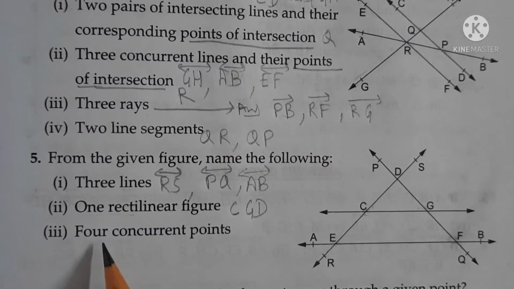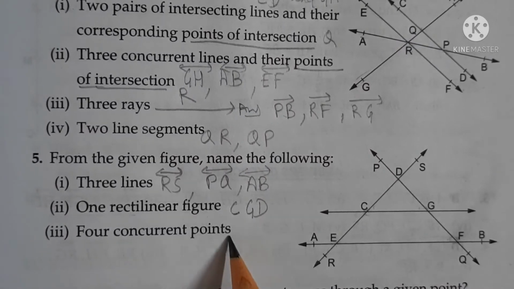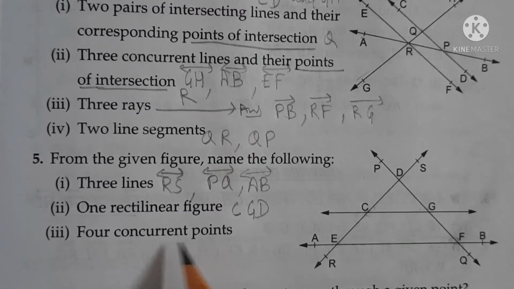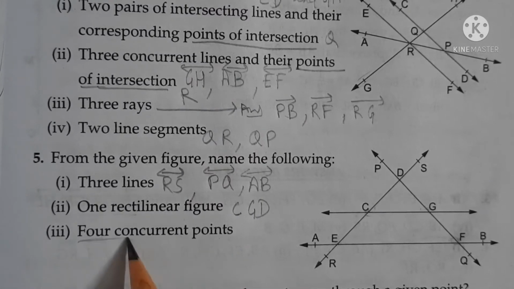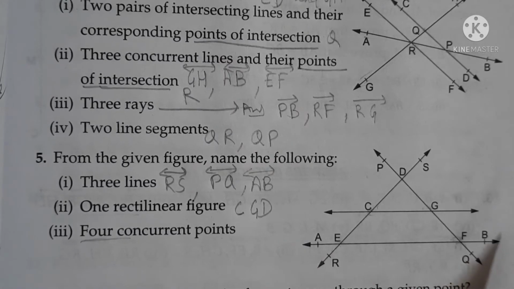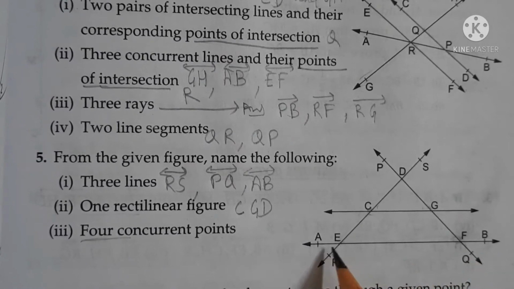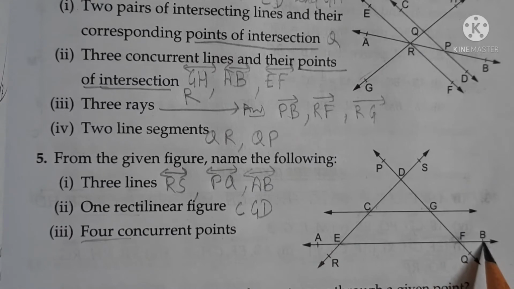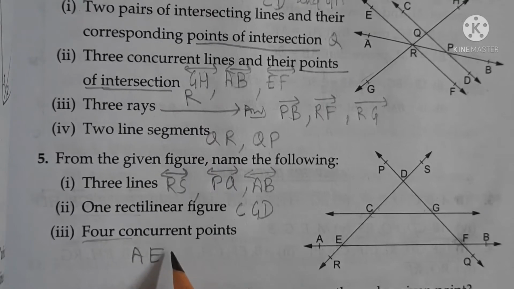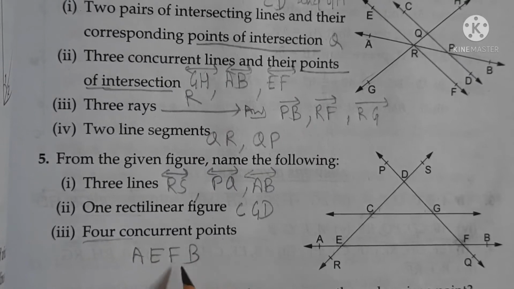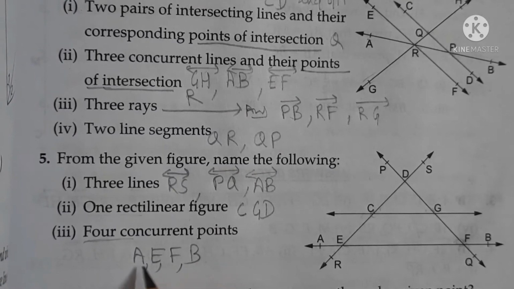For 4 collinear points, next part. Collinear points means the points lie on the same line. Here need 4. Look at the figure. A, E, F, B are 4 collinear points. So write here A, E, F, B, putting commas because these are points separately mentioned.